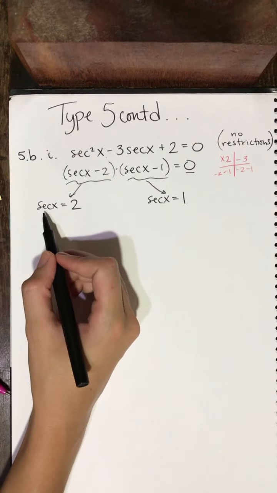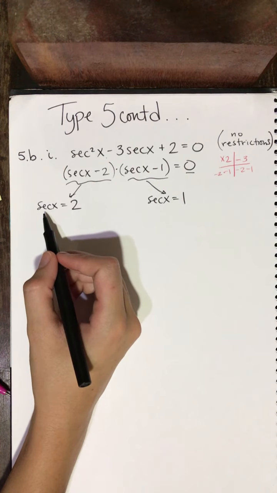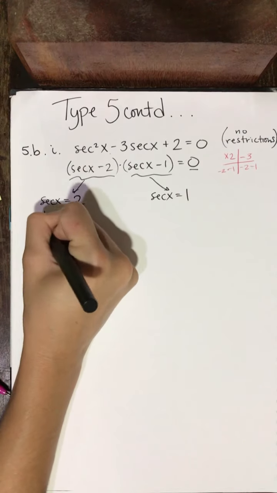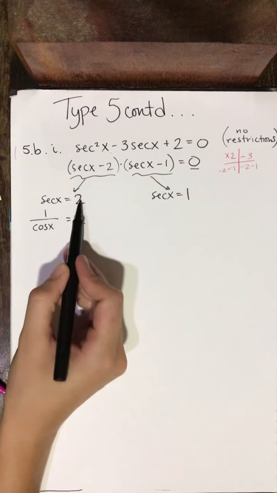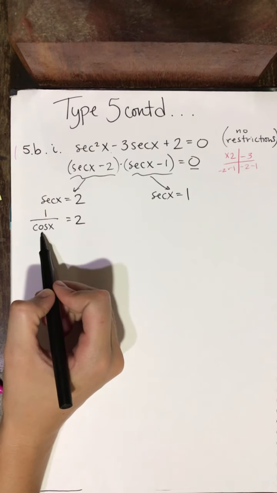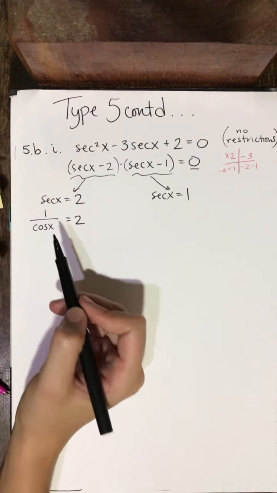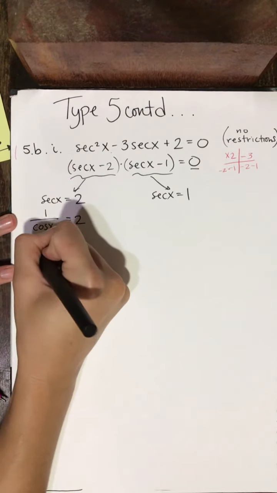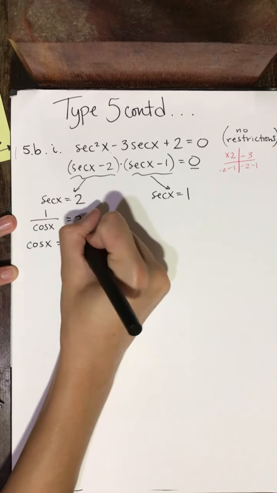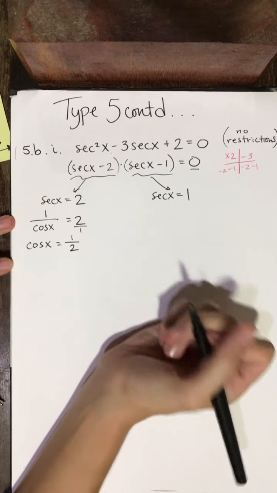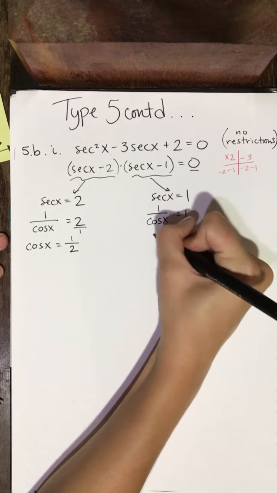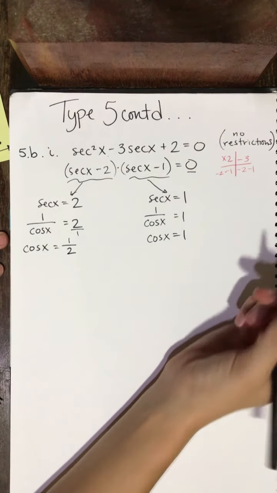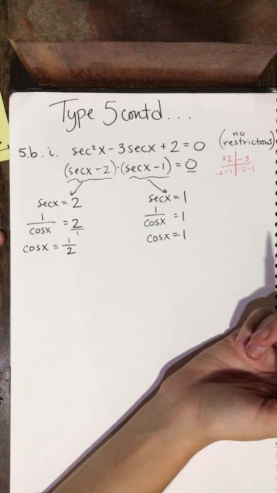All right, we don't like secant, right? We want to change it to be something that we do like. Cosine, 1 over cosine. 1 over cosine of x is equal to 2. Remember, we only changed the trig side. 2 doesn't change because secant's the same thing as 1 over cosine. Now we're going to take the reciprocal of both sides. So the reciprocal of 1 over cosine is cosine of x. The reciprocal of 2 over 1 is 1 over 2. Same thing over here. 1 over cosine of x is equal to 1. The reciprocal of 1 is still 1, so nothing changes over there.